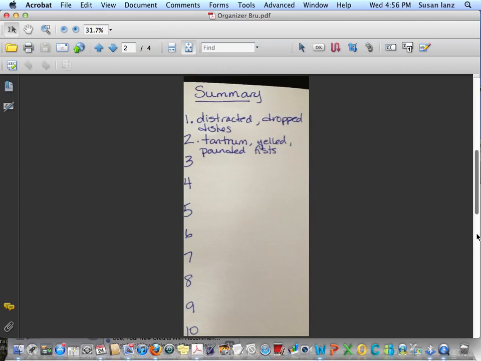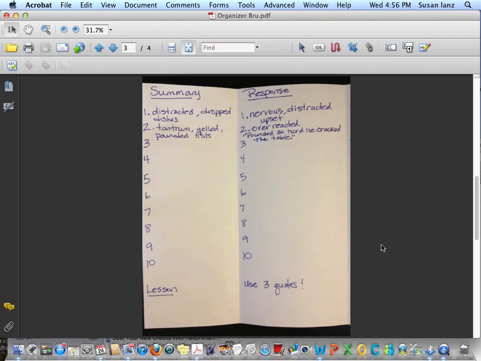Once you finish your summary, then you're going to want to move to the response. And when you get to the response, then your job is to include the inferences that you wrote in the margin. So when I highlighted he was thinking about something else and dropped 3 of his best dishes, some of the words that I wrote that I inferred were that he was nervous, he was distracted, and he was upset. So you want to write those words on the number 1 in the response section.